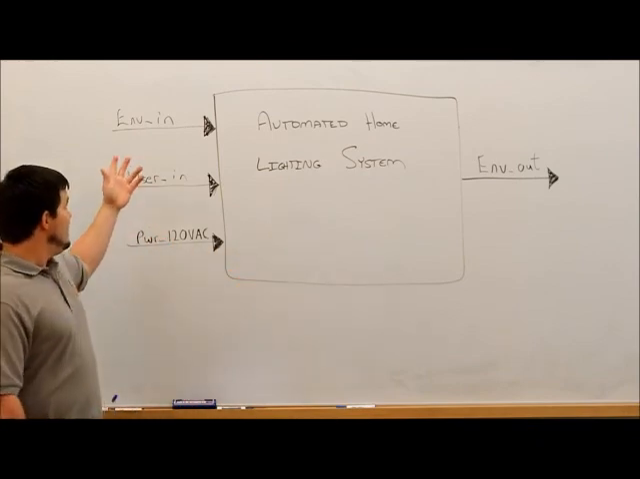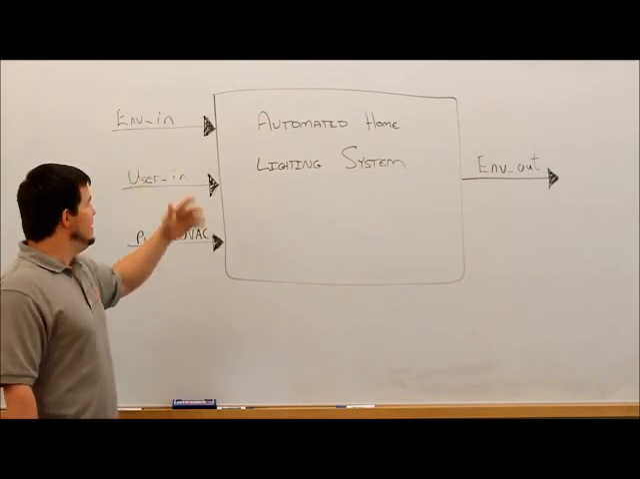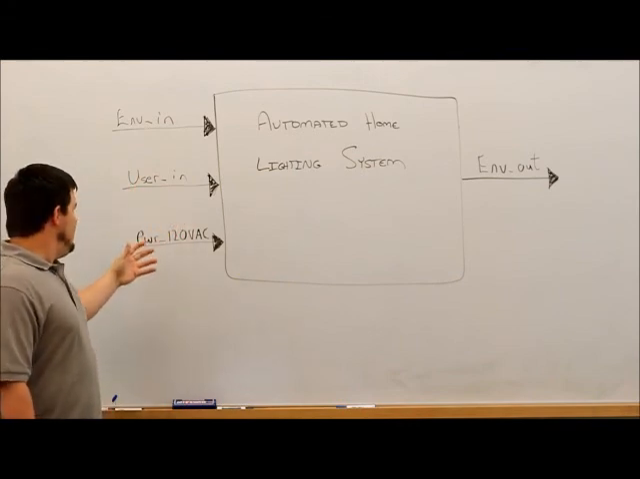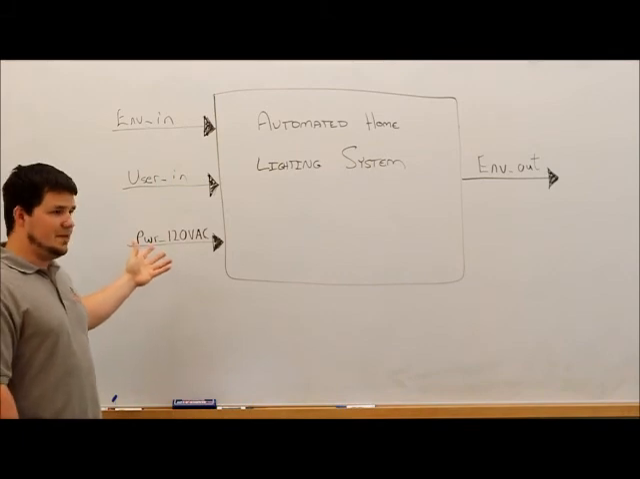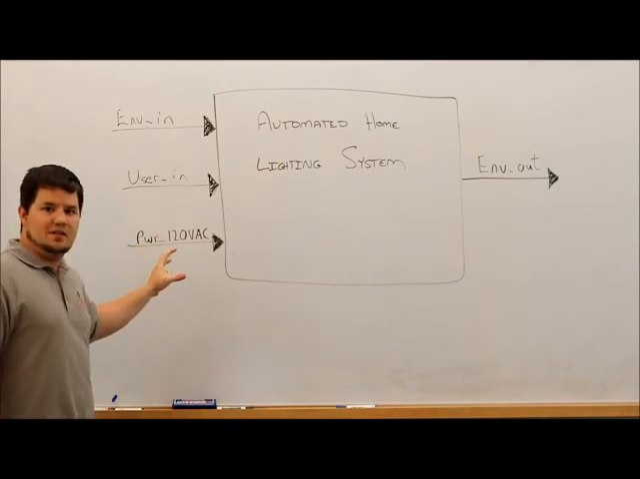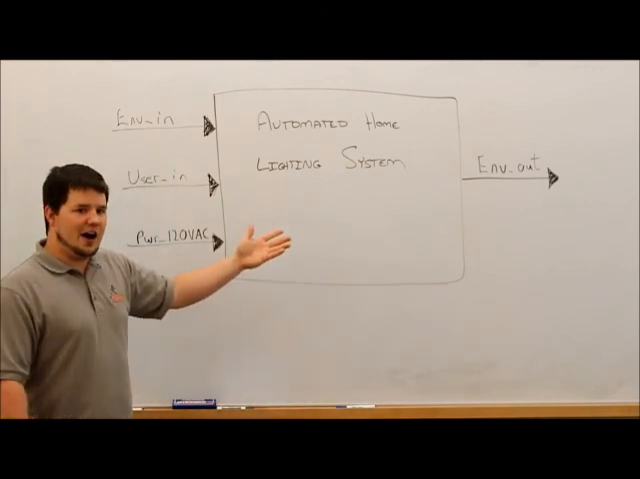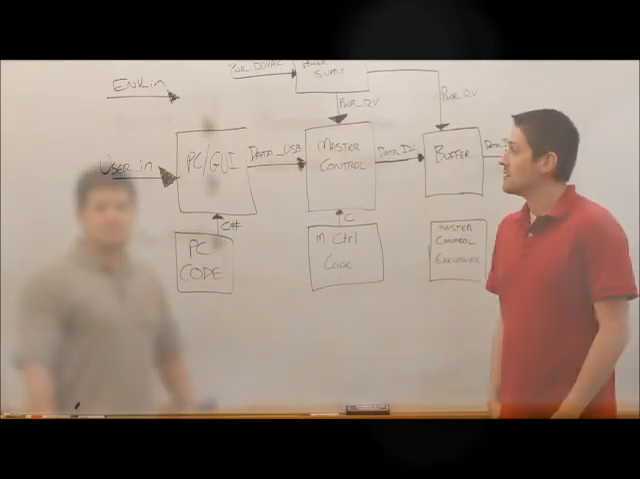For the environmental input, this is pretty much temperature inside the home. For user input, this is keyboard and mouse from the GUI. For power, we have 120 volts AC coming from the standard home, US, not European. And for environmental out, we're looking at heat dissipation and light.